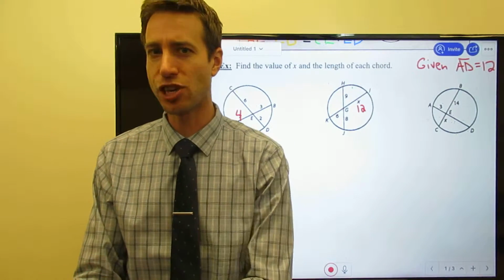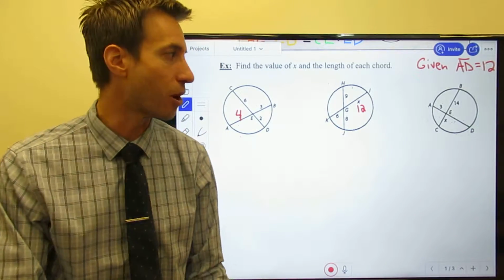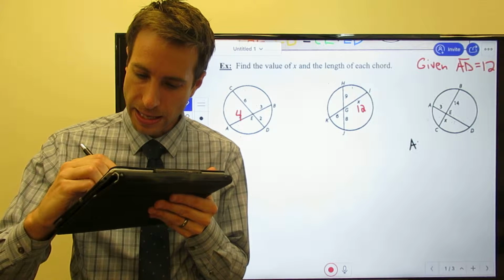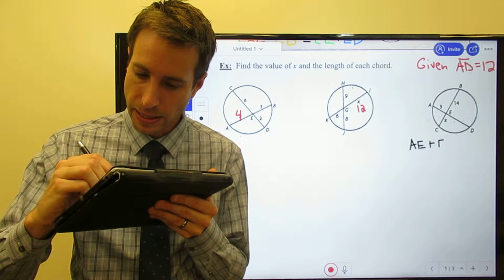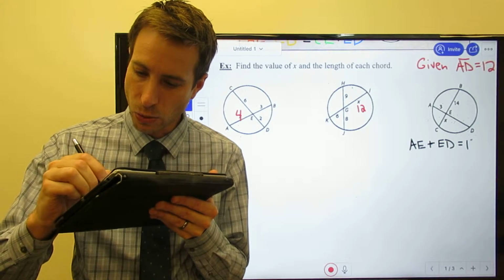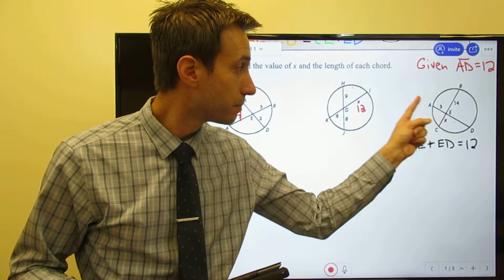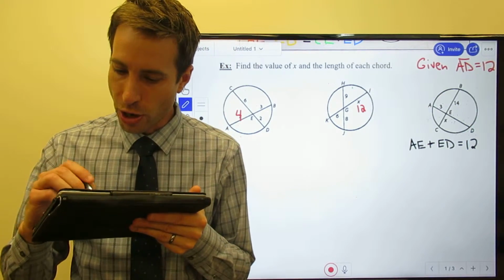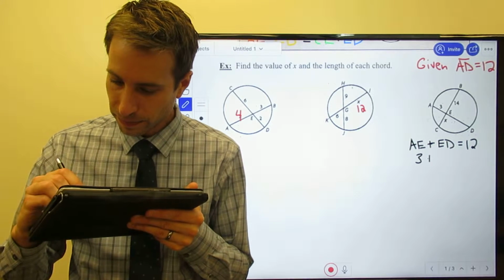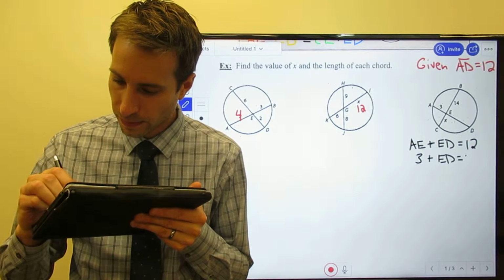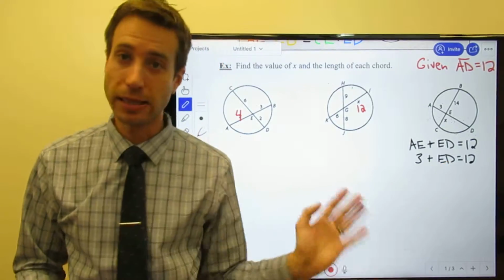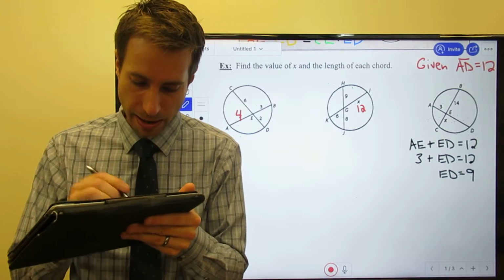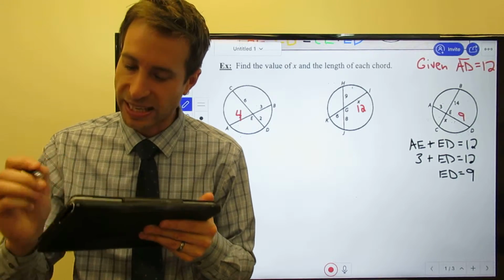We're going to go all the way back to chapter 1, the segment addition postulate. I know that AE plus ED has to equal 12. The whole thing is 12, so AE plus ED must be 12. We already know what AE is, it's 3. So how do you find ED? Subtract 3 from the other side and you get ED is equal to 9. Fantastic. So I know that this piece right here is 9.